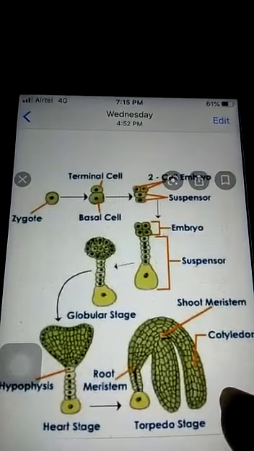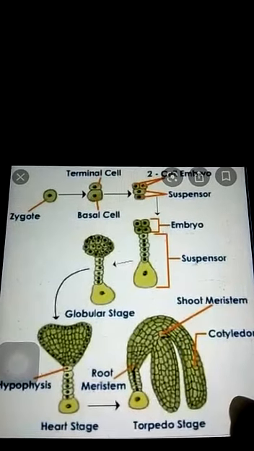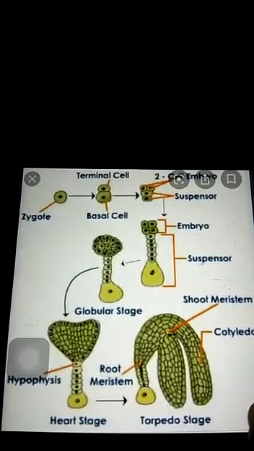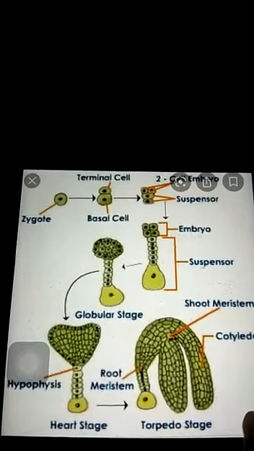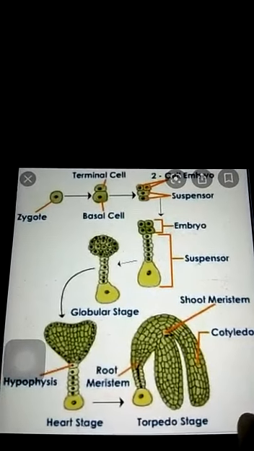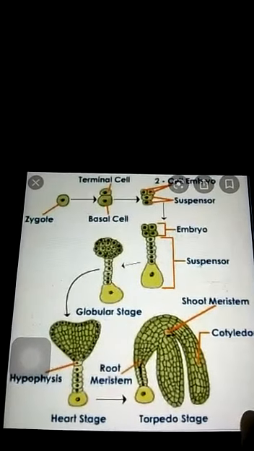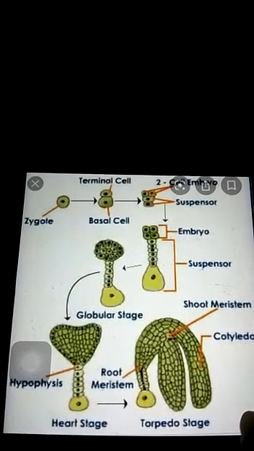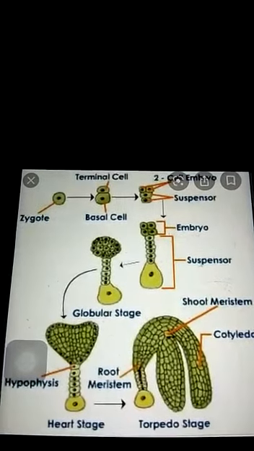formed. This 4-cell stage is called proembryo. The mitotic division in the embryonal cell and the suspensor cell continues. Initially, the suspensor cell divides into 12 to 20 cells, whereas afterwards the embryonal cell divides and gives rise to a globular structure, which further changes to the heart-shaped structure. This is the complete process of development of the embryo from the zygote, and it involves mitotic divisions.